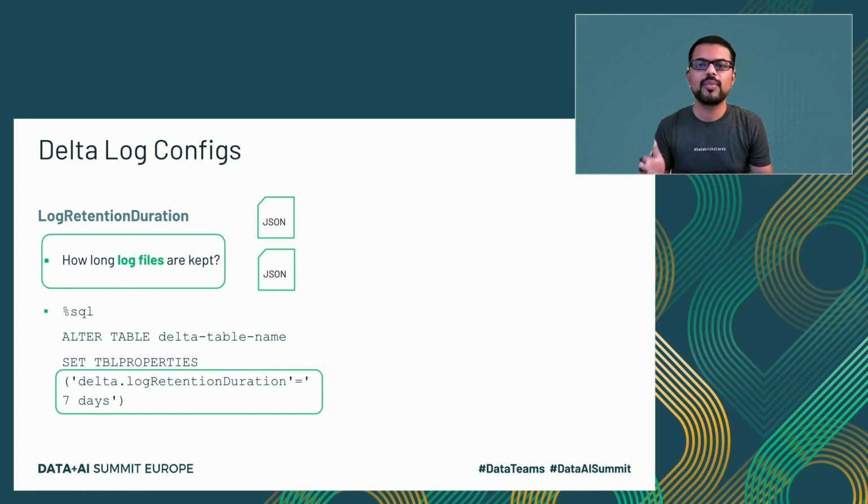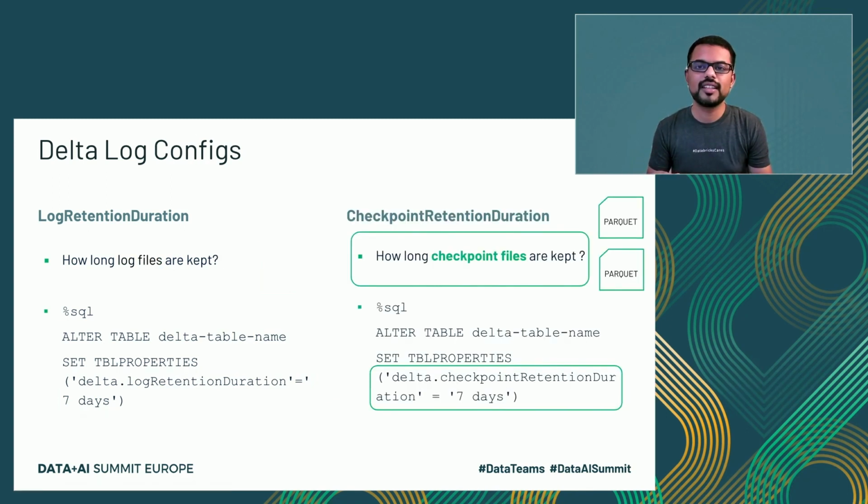Next, we have another property called checkpoint retention duration. This determines how long the checkpoint files are kept. By default, we maintain only 2 days worth of checkpoint parquet files. Why do we maintain only 2 days worth of checkpoint parquet files? This is because we need only the most recent .checkpoint.parquet file to compute the complete state of the Delta table.